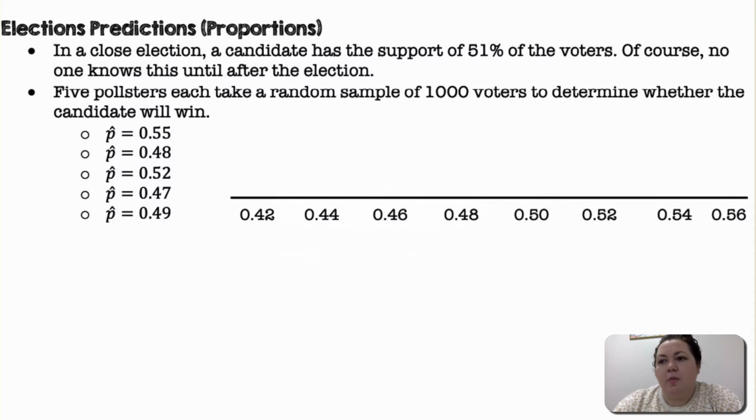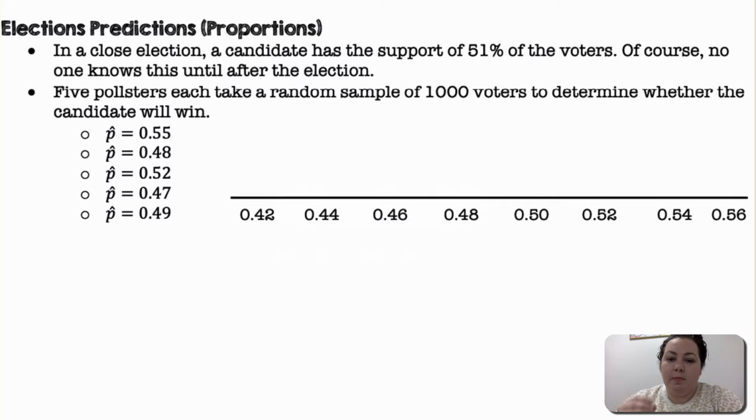Okay, these pollsters are probably not sampling the same 1,000 people. Maybe there's an overlap, but probably not, right? These are probably like different areas, whatever. So each pollster is getting 1,000 voters and calculating the proportion of voters that would vote for this candidate, all right? So this is a sampling distribution.